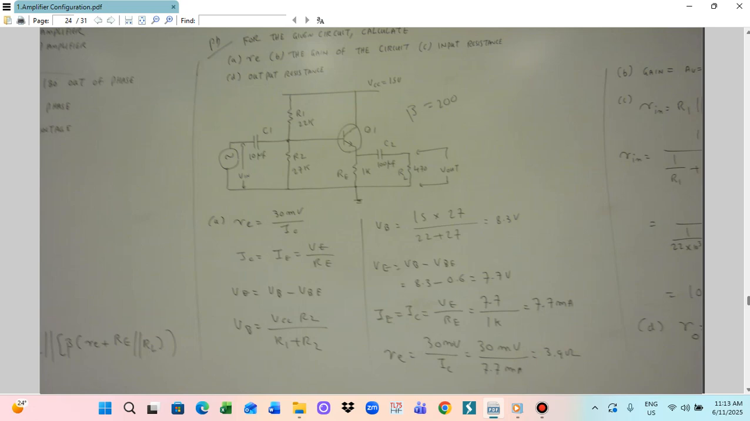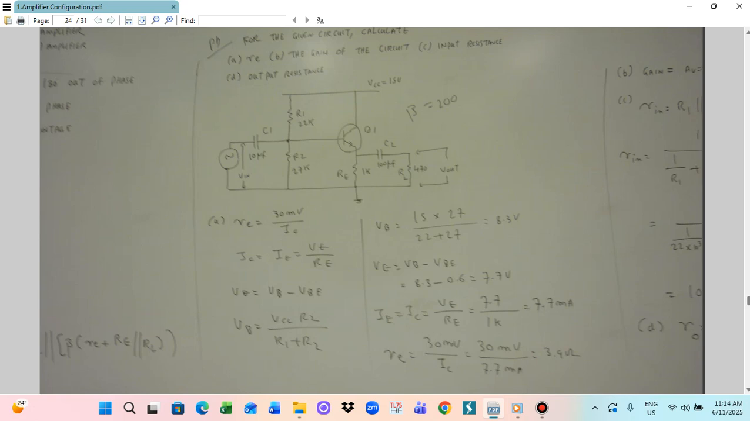For this CC amplifier, we need to calculate the RE, the gain of the circuit, the input resistance, and the output resistance. They are required to be calculated. Okay, firstly we calculate the RE. The RE formula is 30 millivolt divided by IC. So this is the equation: 30 millivolt divided by IC to be calculated.